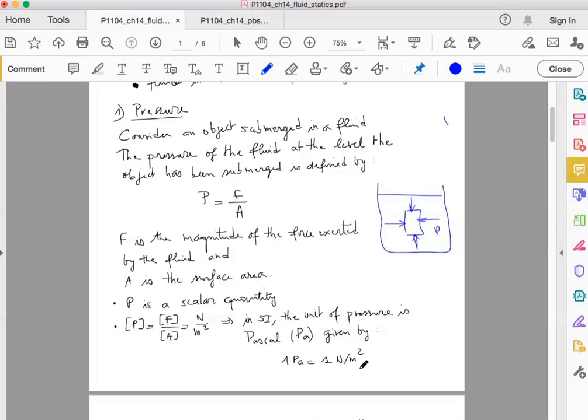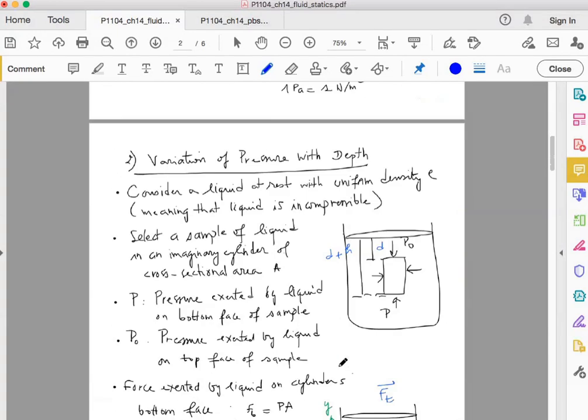So this is it. This is what we need to know about the pressure along this chapter. Now let's move on to discuss the variation of the pressure with the depth. This is a very important concept that we are going to use extensively in the chapter, through a relation we will derive here. Let's take kind of an exercise, okay?